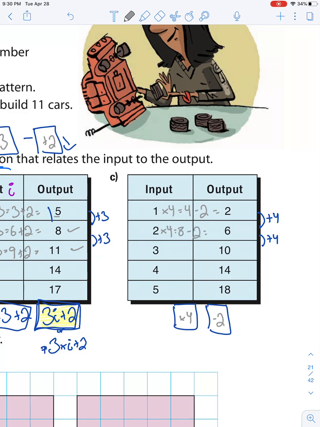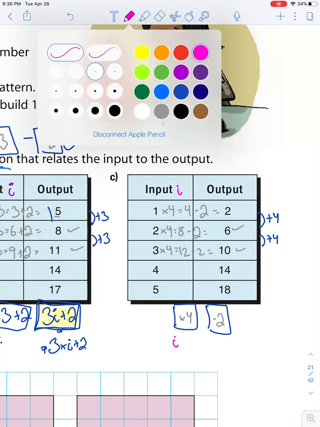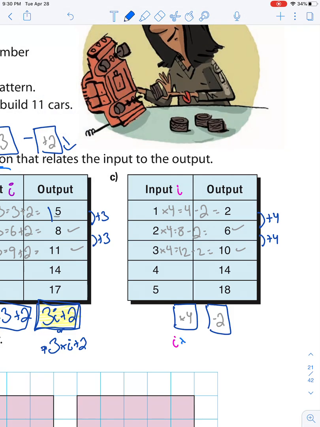4 times 2 is 8. Minus 2 is 6. Yay! 12 minus 2 is 10. Perfect. Okay, that's it. So again, we have our input, and then I'm going to do my input times 4 minus 2, which is the same as 4i minus 2, or 4 times I minus 2. Again, this is my favorite one. This is how most of the expressions are going to look.